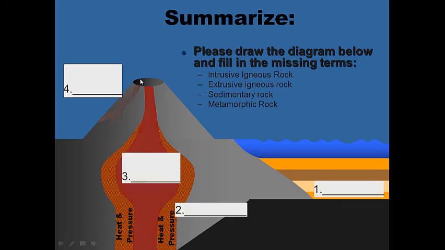Okay, so to summarize, I want you to draw this volcano here. Tell me where there's igneous rock, intrusive igneous rock, and extrusive igneous rock. Tell me where there's sedimentary rock. Look for those layers, right? Metamorphic rock. Look for that heat and pressure. Intrusive igneous rock is igneous rock forming inside Earth. Extrusive igneous rock forms outside of Earth. So draw it. You can always write your own. Make a nice drawing and fill the terms in, please.